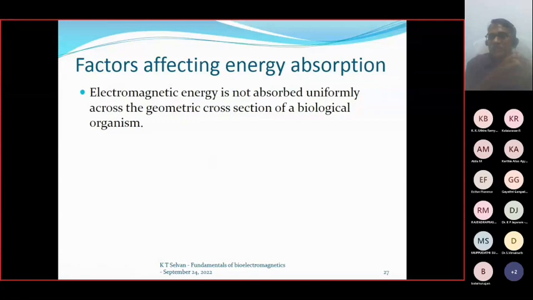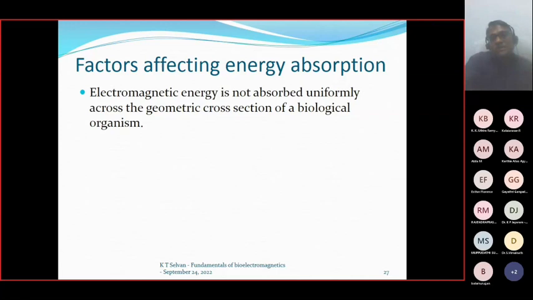So what are the factors that affect energy absorption? Please remember, what really causes concern is the energy absorbed by biological systems. If there is no energy absorption, then there is no concern, or there is no application either. Both go hand in hand. Applications and potential harm go hand in hand, as with most aspects of technology. So how does energy absorption take place? Because of the excitation of currents and voltages.